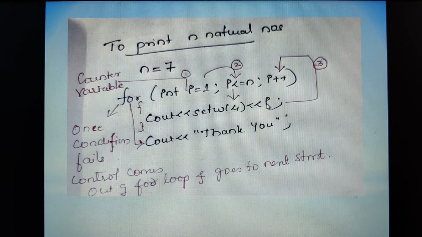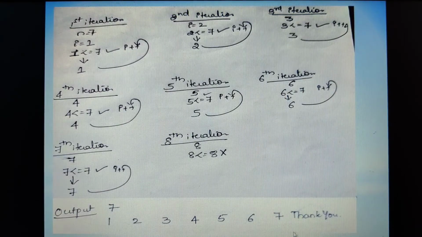I hope, children, you are understanding. As soon as the condition is false, from here only the control jumps to the outside, that is, outside the for structure. I hope you are understanding. Therefore I got here the next statement as thank you.